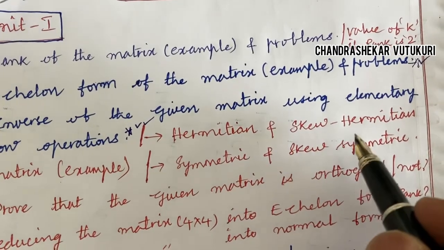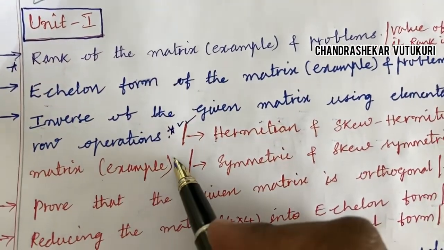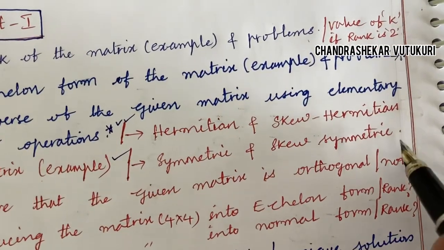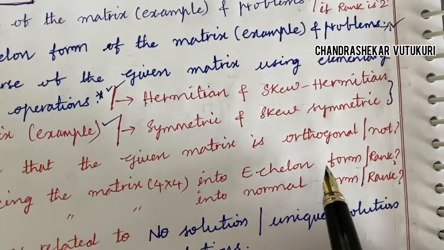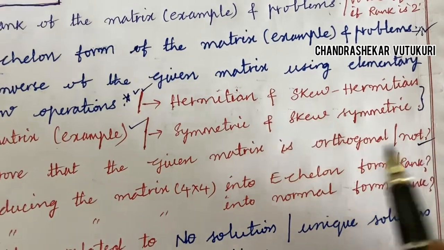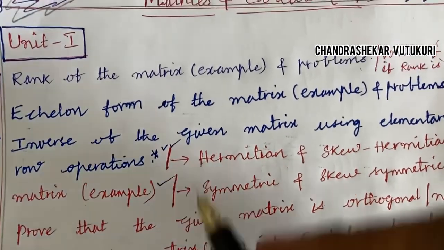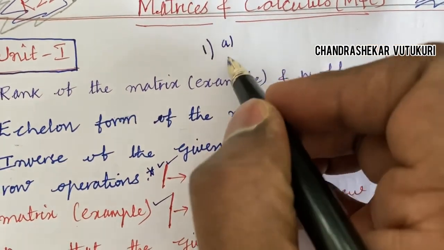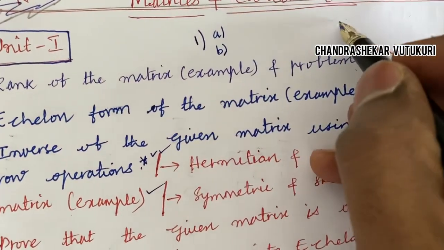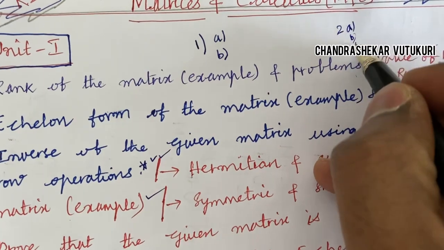Inverse of the given matrix using elementary row operations is also one of the important questions. Define Hermitian and skew Hermitian matrix along with an example, and symmetric and skew symmetric matrix is said to be the short question. Prove that the given matrix is orthogonal or not, that may also be a short question. Dear students, from unit 1 you are going to get 2 questions in the form of short, I mean question number 1 A and B, and the long questions are 2 A, B or C, D.